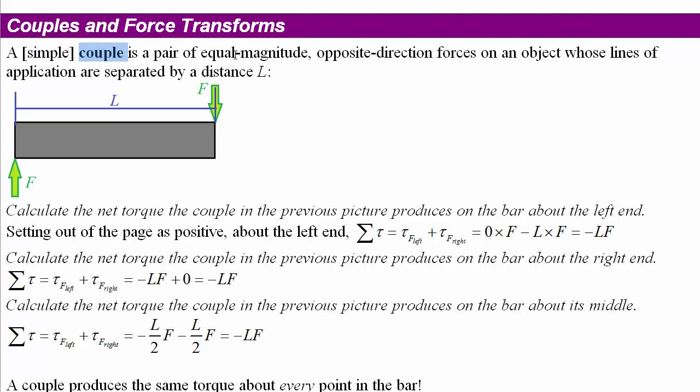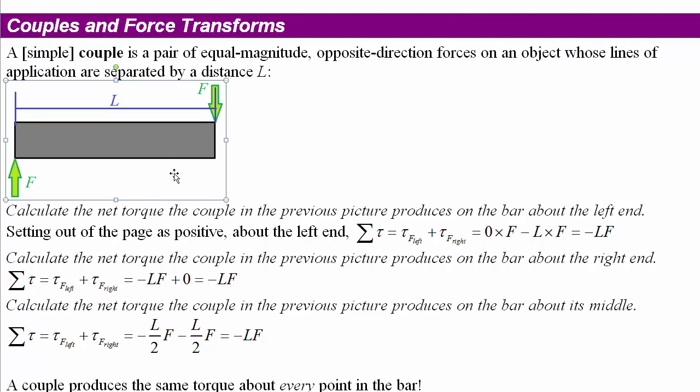A couple is a pair of equal magnitude, opposite direction forces on an object whose lines of application are separated by a distance L. So here's force 1, here's force 2. They're the same magnitude, but they're pointing in opposite directions and they're applied at different points along this object.